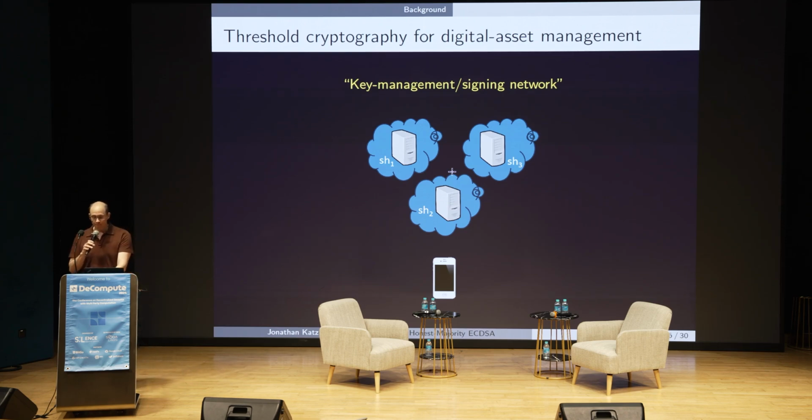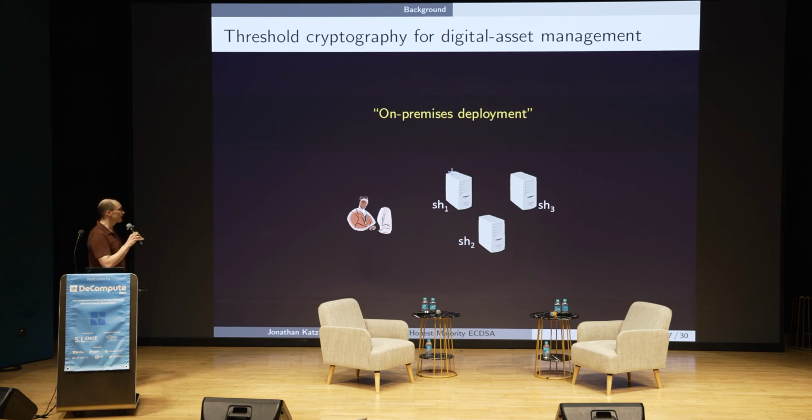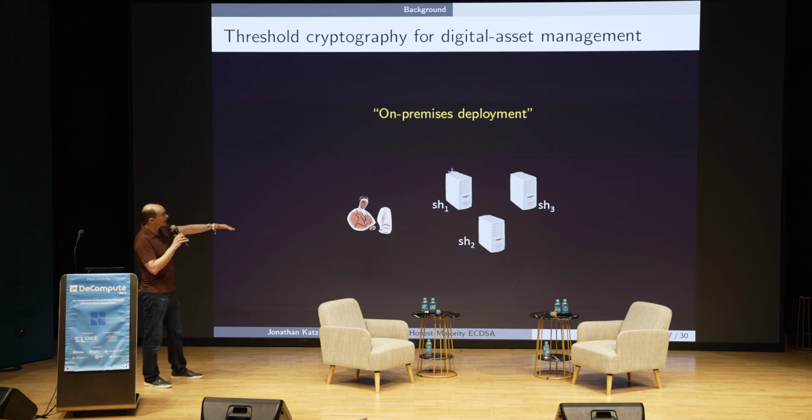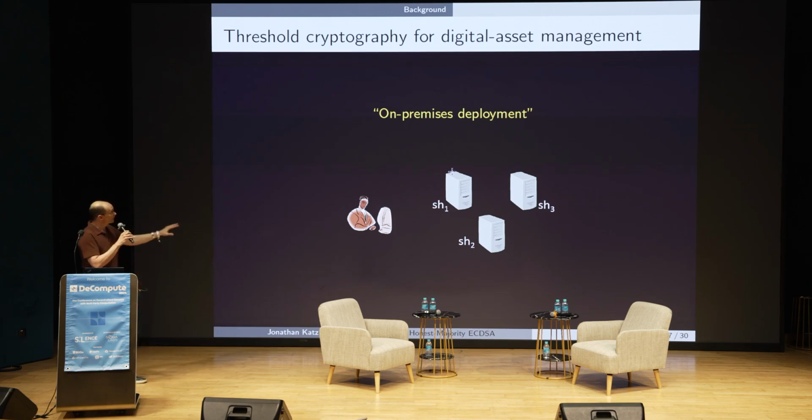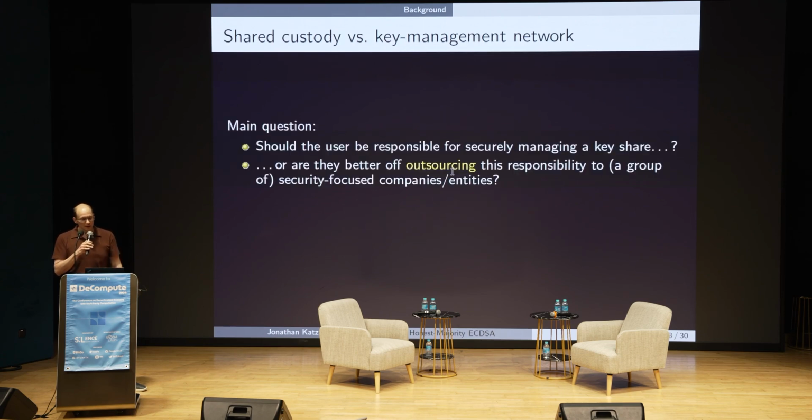And then the third model that I've seen is what I call on-premises deployment, where basically the user themselves is using a threshold signature scheme, but there's no additional entity controlling any of the shares. Rather, the user is managing all these servers, whether they're in one central location or spread around the world, but the user themselves is managing the operation of all those servers and all the entities controlling the shares, but they're using threshold cryptography just as a way to distribute the key and avoid the central point of failure.